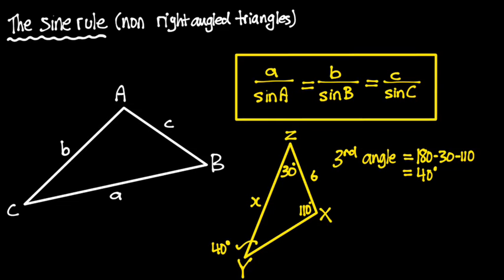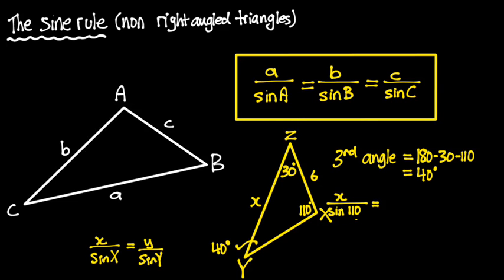I'm going to label this triangle XYZ. I did it this way because I wanted little x here, so I'll put the corresponding angle as a capital X. So now I can rewrite my sine rule. In this case, I've got x over sine X equals y over sine Y. Now I can start to fill in the things that I know.